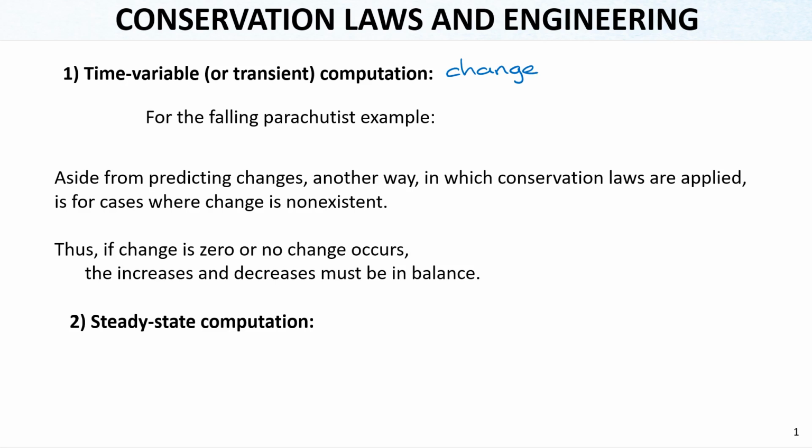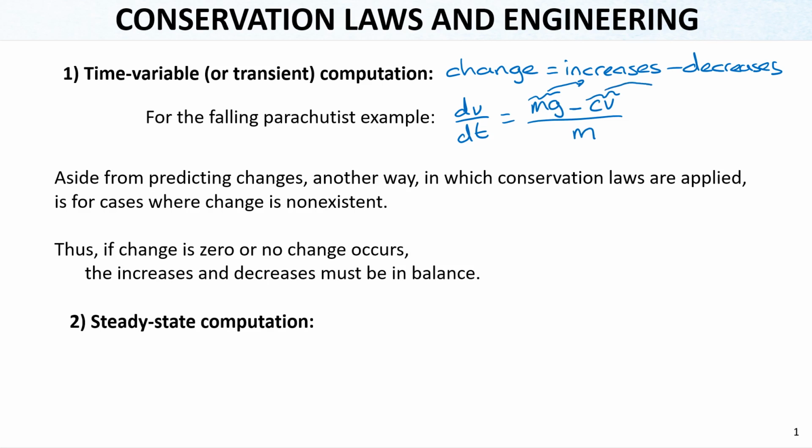It can be time or something else, but usually time, and this change can be determined by increases minus decreases. For example, for the falling parachutist example, we have dv over dt equals mg minus cv over m, and here mg is the increase, and cv is the decrease. By subtracting these terms from each other, we can find the change, which is dv over dt.